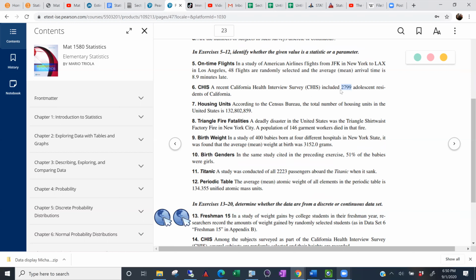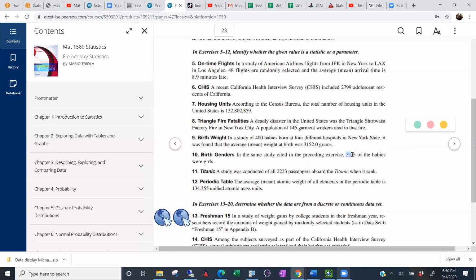Let's move up to problem number 10, which actually is going to ask us to look back at problem number 9. In a study of 400 babies born at 4 different hospitals in New York, it was found that the average mean weight at birth was this many grams. In that same study, 51% of the babies were girls. Is that 51% a statistic or a parameter?